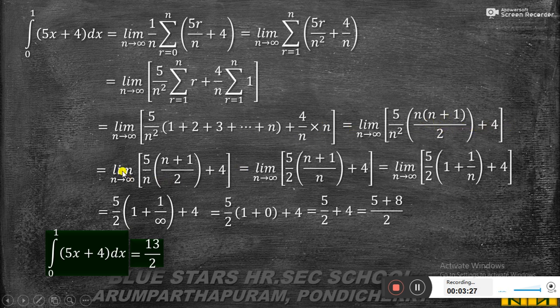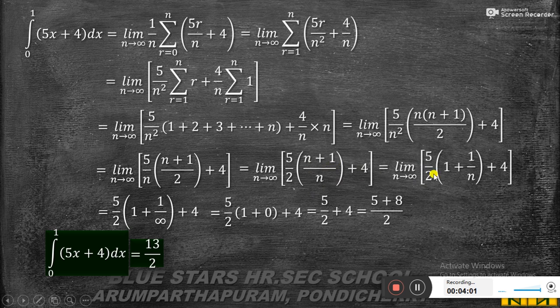So in the next step, limit n tends to infinity 5 by n, here n cancelled, numerator n cancelled and one n cancelled in the n square. So the answer is 5 by n into n plus 1 by 2 plus 4. In the next step, limit n tends to infinity, 5 by 2 into, this n I write in the denominator, that means I combine with the n plus 1. So I write 5 by 2 into n plus 1 by n, plus 4. In the next step, limit n tends to infinity 5 by 2, this n divides every term in the numerator.